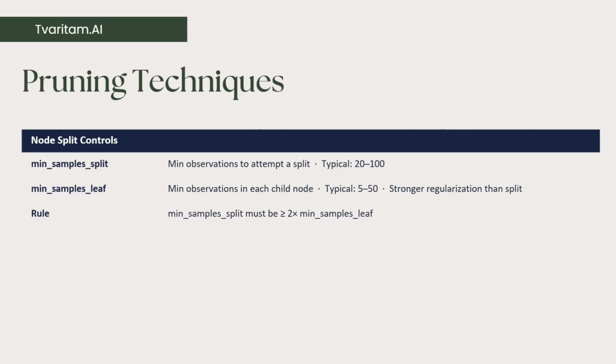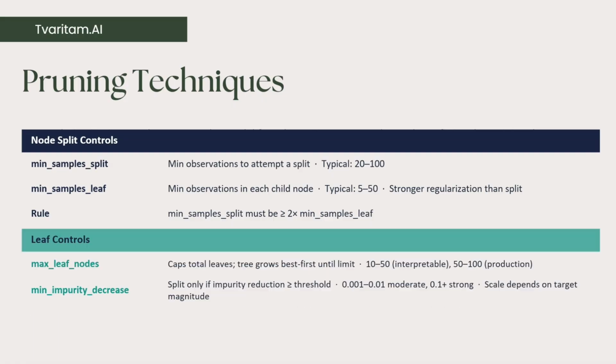Minimum sample leaf defines the minimum number of samples required in a leaf node. It is actually a stronger form of regularization because it directly controls how small the final nodes can be. Typically, values between 5 and 15 work well. A useful rule of thumb to avoid any contradictions is that minimum sample split should be at least twice the minimum sample leaf. For leaf control hyperparameters, we have maximum leaf nodes and minimum impurity decrease.